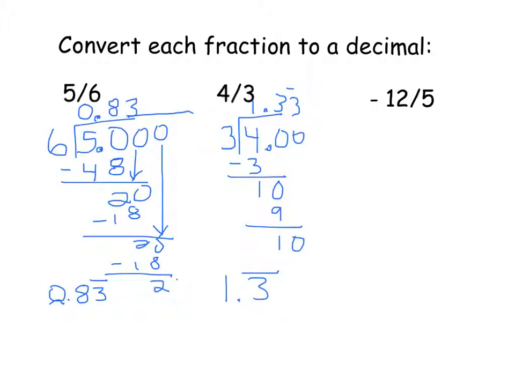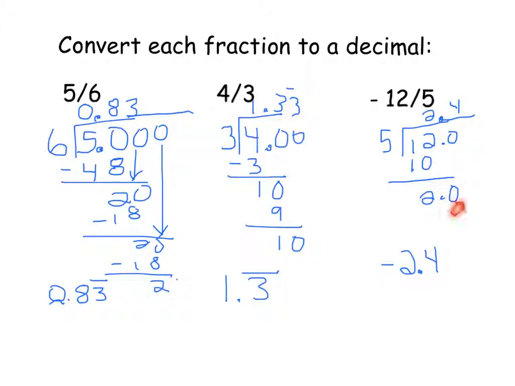So again, what you should be doing is pausing and trying this last problem before you watch how I do it. All right, so here's my work. 5 was in the denominator, so I divided 5 into 12. How many times does 5 go into 12? It goes in 2 times with 2 left over. I added a 0. 5 goes into 20 4 times, so it is exactly negative 2.4.